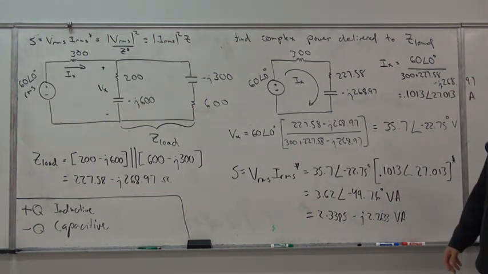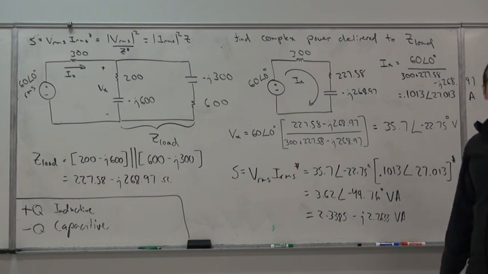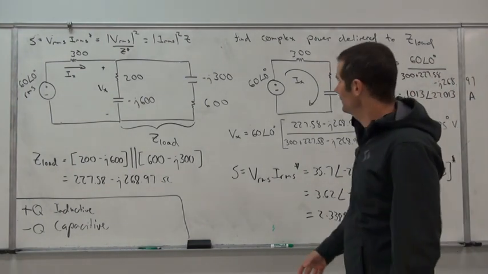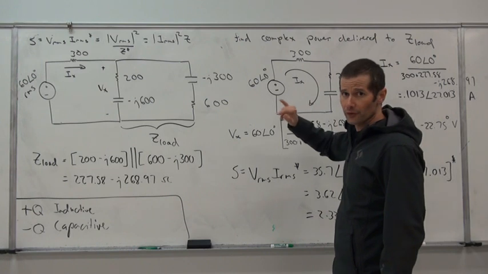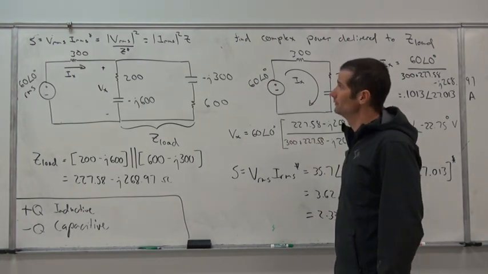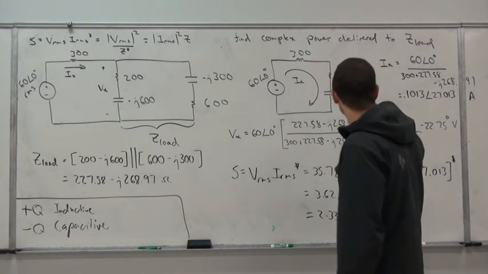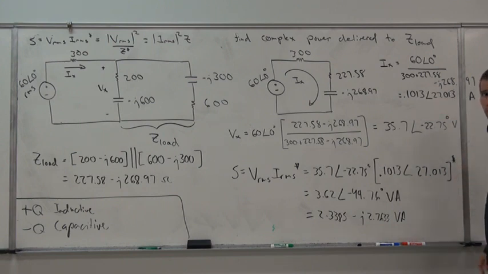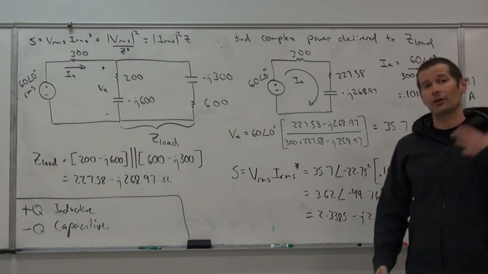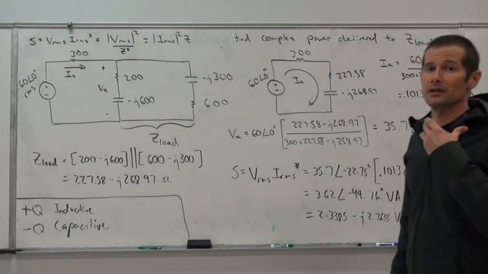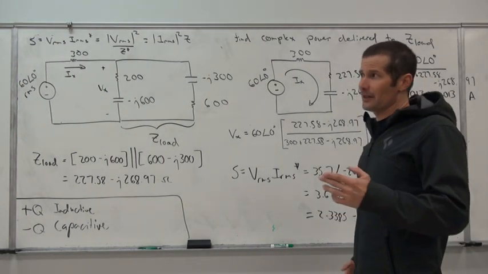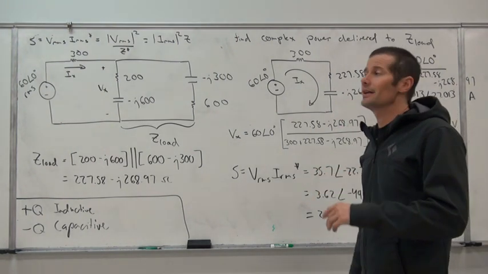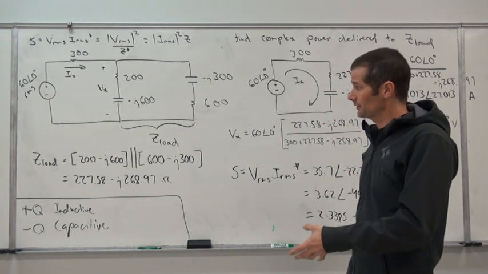But if we go back, there's another way that we could also think about this in terms of that current, and just even compare it to the source. The source here was 60 at an angle of 0 degrees. Now, if we look at the current, it is still leading by 27.013 degrees. So once again, anytime the current's leading the voltage, we see that as being capacitive in nature. Anytime we see that current lagging behind the voltage, we see that as inductive in nature.